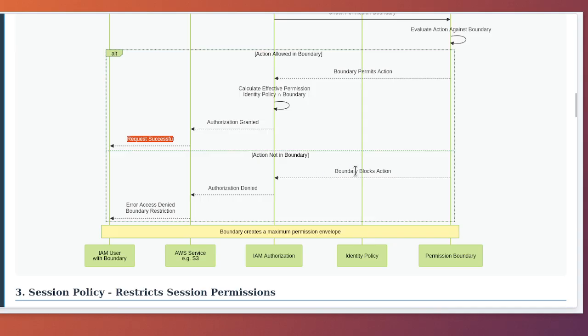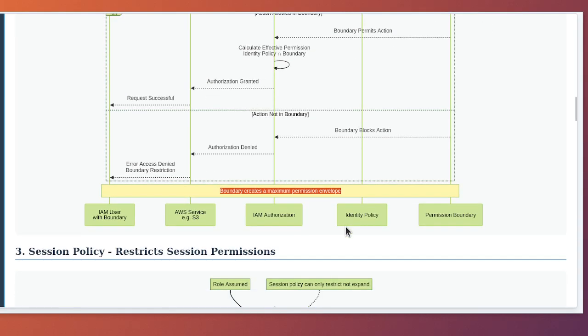In the failure path labeled action not in boundary, permission boundary responds with boundary blocks action. Even though the identity policy allowed the action, the boundary restriction overrides it. IAM authorization sends authorization denied to AWS service, and AWS service responds to IAM user with error access denied boundary restriction. The note at the bottom emphasizes that the boundary creates a maximum permission envelope that cannot be exceeded.